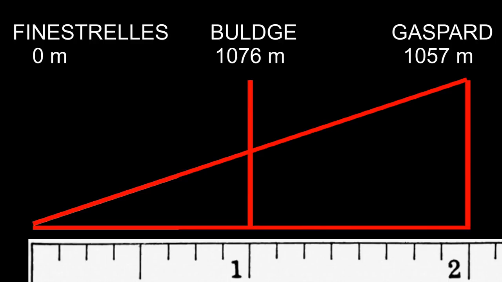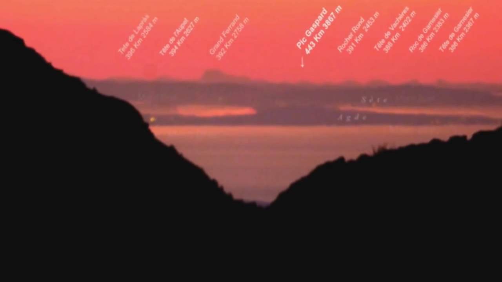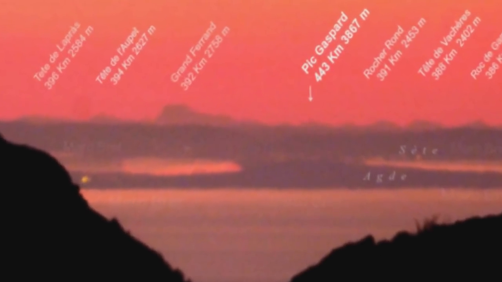Because Gaspar is slightly lower than the bulge, the line intersecting the bulge height is at slightly lower than half of its height. So the amount of blockage is greater than 1,076 meters divided by 2. That is greater than 538 meters. In English units, this is greater than 1,765 feet of blockage according to the globe Earth model. Again, we see much more than just the peak of Gaspar in the picture.